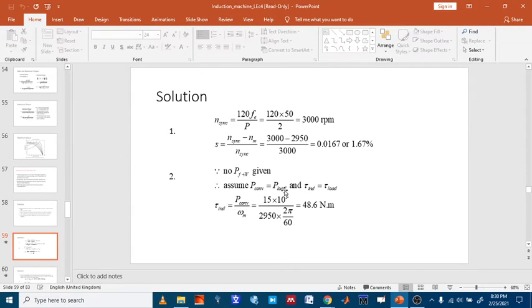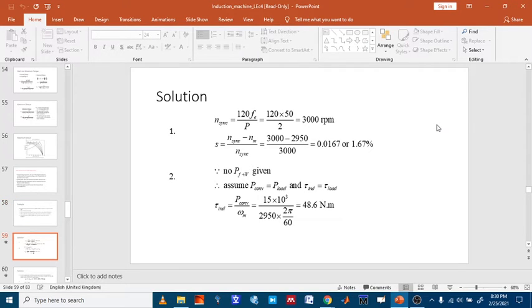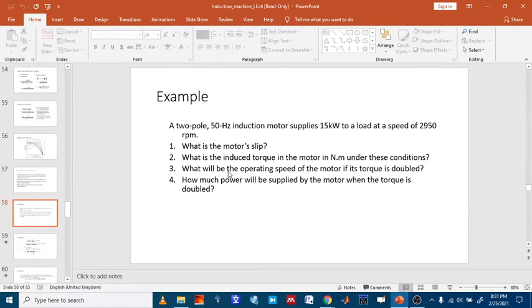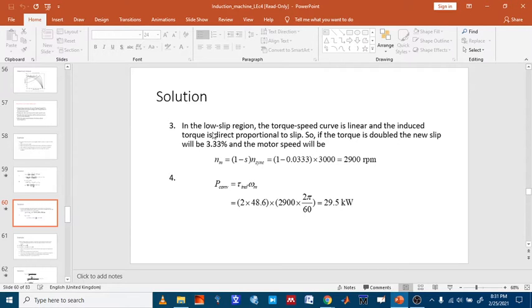Then let's do the substitution: 15 times 10 to the power 3, all over the motor speed. The motor speed was given as 2950, but this is in RPM, so we convert to radians per second by multiplying by 2 pi divided by 60. This is the operating speed of the motor. If its torque is doubled, the torque is actually doubled. Just go through this.